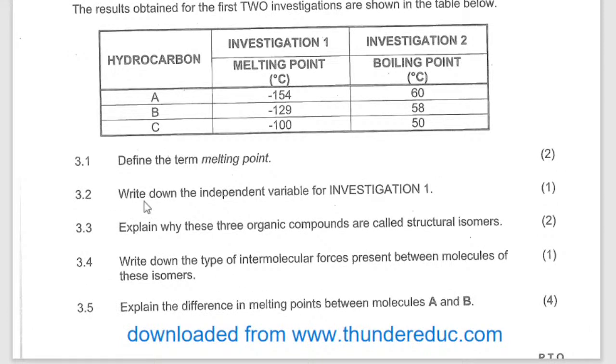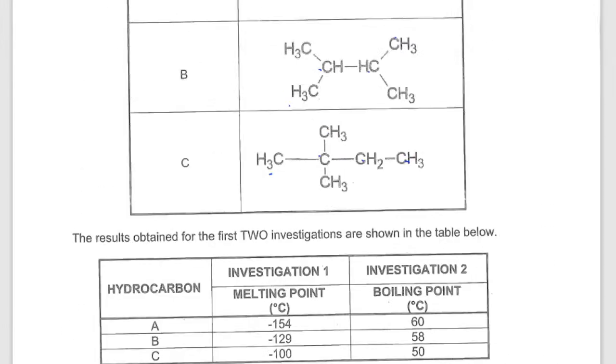We don't have here trying, no. Write the independent variable in this investigation. What do you think is the independent variable in this investigation? If you look at it, basically the boiling point or melting point, one of the two, will depend on this ABC. But how about them?